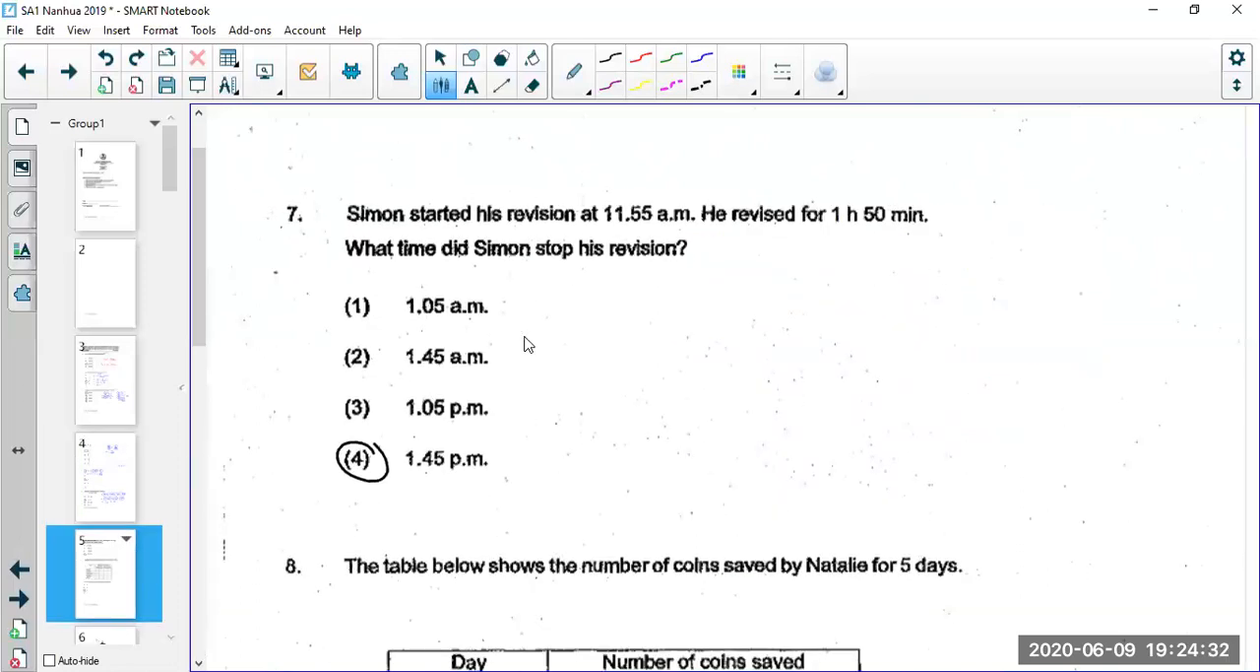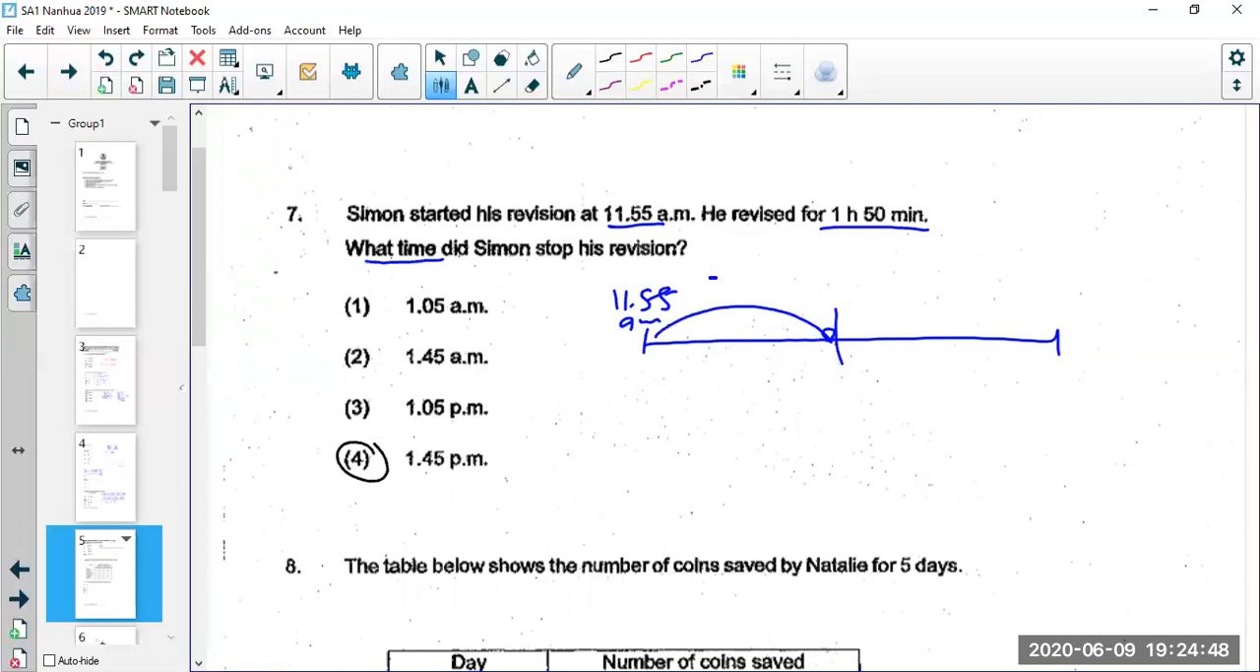Okay, timeline. All right, so Simon started his revision at 11:55 a.m. He revised for 1 hour 50 minutes. What time did he stop? So you can do a timeline. So 11:55 a.m. and 1 hour 50 minutes. So you can jump 1 hour. 1 hour, so that will be 12:55 p.m. Okay, then you need to jump 50 minutes, right? But it's a bit hard. 12:55 plus 50 is a bit hard.